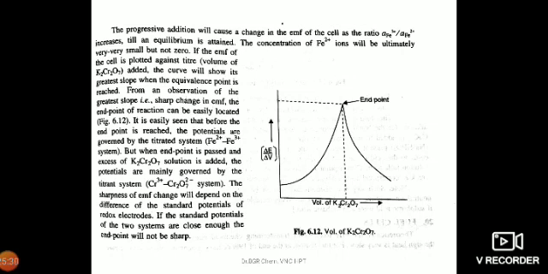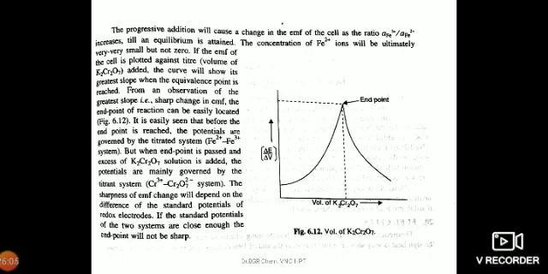The sharpness of the EMF change will depend on the difference of the standard potentials of the redox electrodes. If the standard potentials of the two systems are close enough, the end point will not be sharp. By plotting the graph, we observe a single peak. From that point, draw a perpendicular to the volume of potassium dichromate axis, so that we get the equivalence point, that is the volume of potassium dichromate required to convert the ferrous sulfate solution taken in the beaker to ferric.